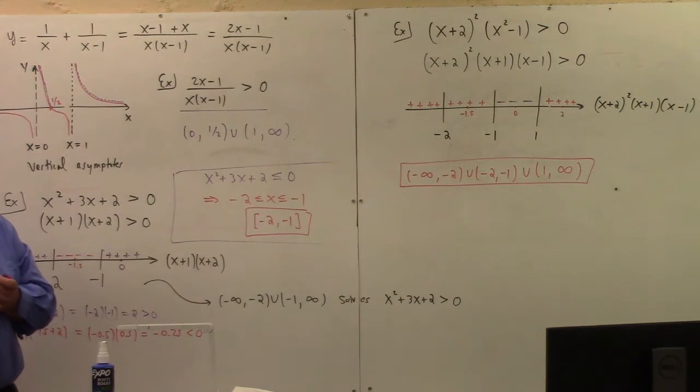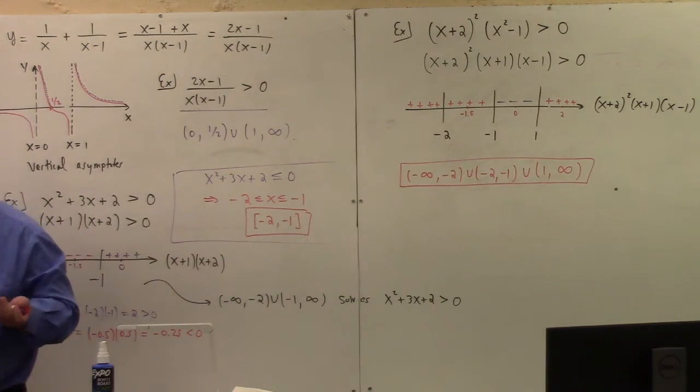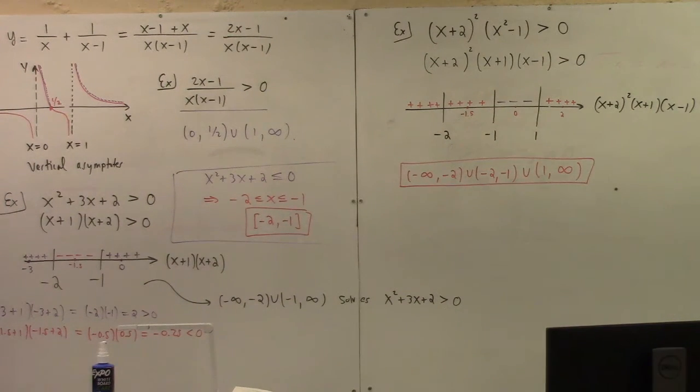What if instead of greater than or equal to 0, I had less than or equal to 0? What would the answer be in that case? Same expression, but less than or equal to 0. The answer would just be what? Negative 1 to 1 included, right?